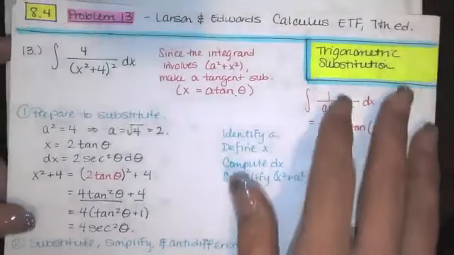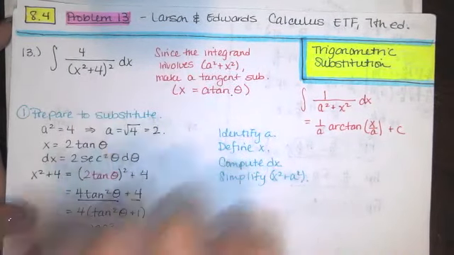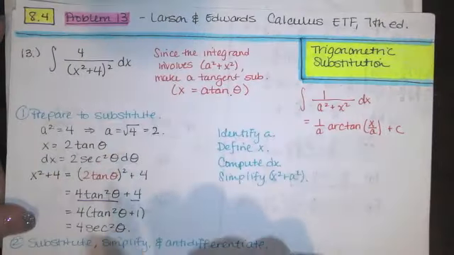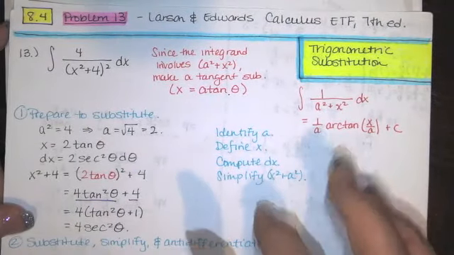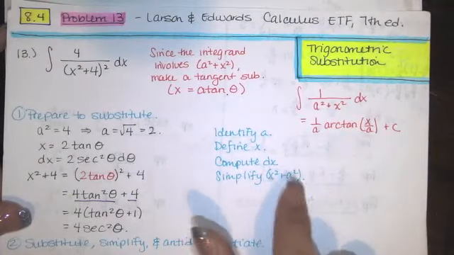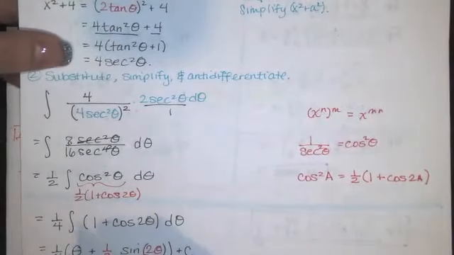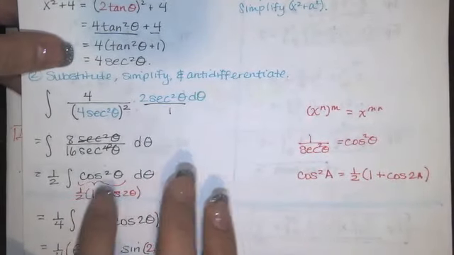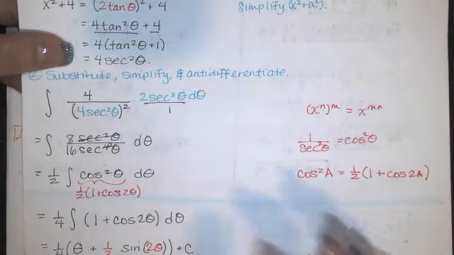But let's go over the trig substitution steps. It looks like an x squared plus a squared, or a squared plus x squared. So we're going to make the tangent substitution. Prepare to substitute. Identify a, define x, compute dx. Simplify that x squared plus a squared before we substitute. Then substitute and simplify. And then when you get here, if you don't know what to do for your antiderivative of the trig functions, go to your trig integrals guidelines.